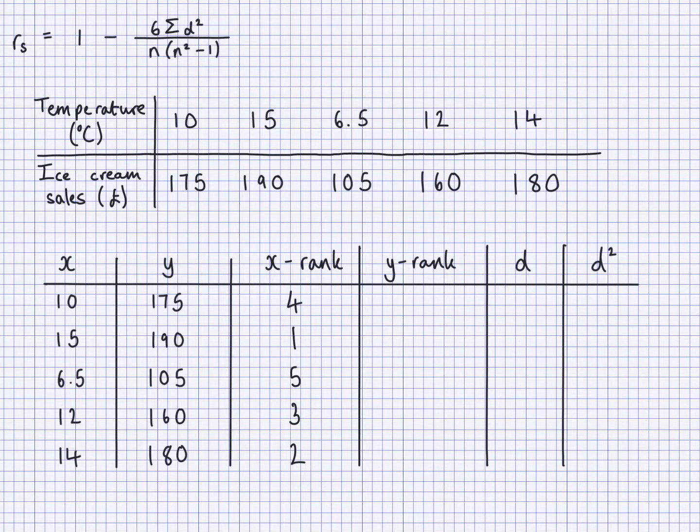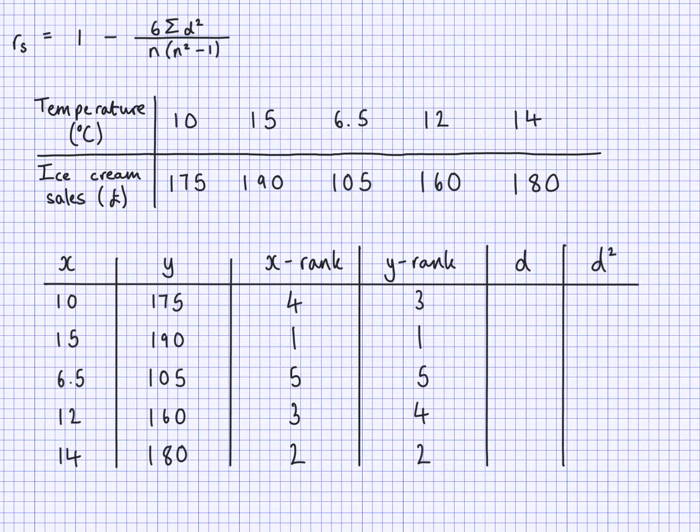Now this one here, again, I've got 5 things. I think I said we had 6 things here before, but actually we've got 5 pairs of things. Okay, so that was a mistake. So here again I've got 5 things, and again we do the same thing for the y. So the highest value will get rank 1. So 190 will get rank 1. So that's 1 here. 180 will get rank 2. 175 will get rank 3. 160 will get rank 4. And then finally 105 will get rank 5. Okay, so these are the rankings for the y values. Remember, the highest value gets rank 1.